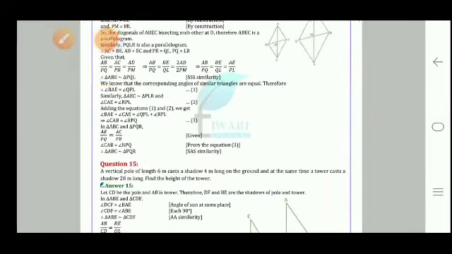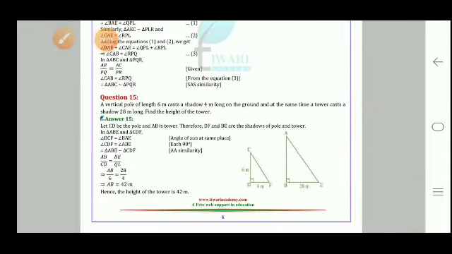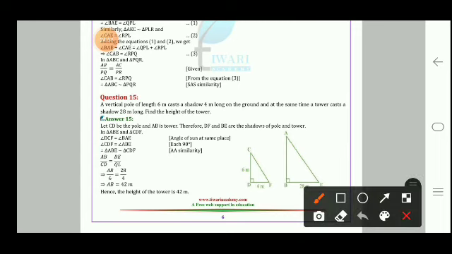Then moving towards question number 15. It is given that a vertical pole of length 6 meters casts a shadow 4 meters long on the ground, and at the same time a tower casts a shadow 28 meters long. Find the height of the tower. Let CD be the tower and AB the pole, and BE and DF are the shadows of the pole and the tower.